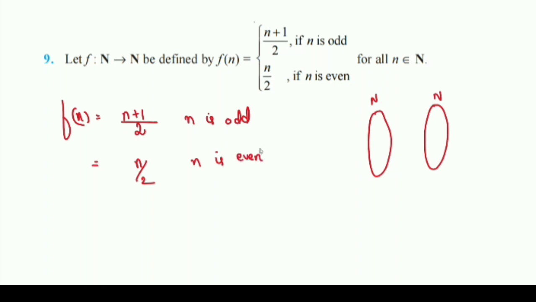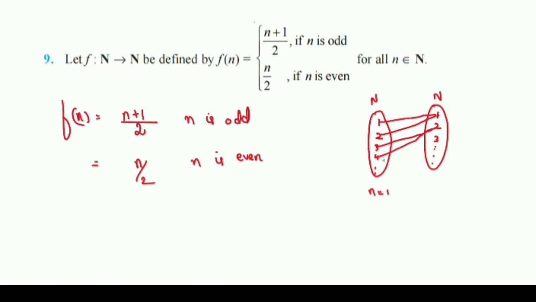So let us check whether the function is 1 to 1, whether the function is onto. Is it 1 to 1? See the natural numbers 1, 2, 3, 4. If I take 1, 1 plus 1 by 2 will give you 1 itself. If I take 2, 2 by 2 is also giving you 1. So 3 and 4 will go to 2, 5 and 6 will go to 3. So it's very clear this is not 1 to 1.